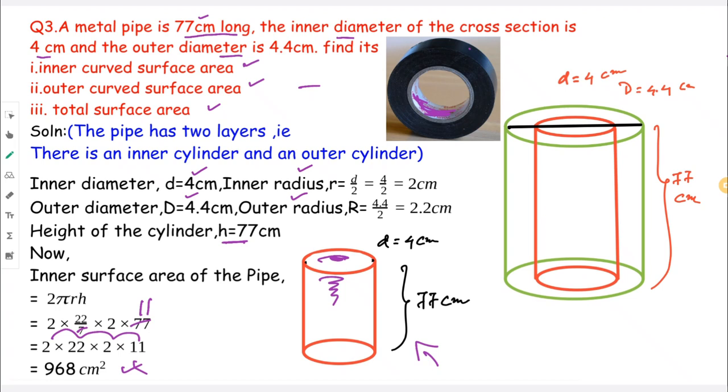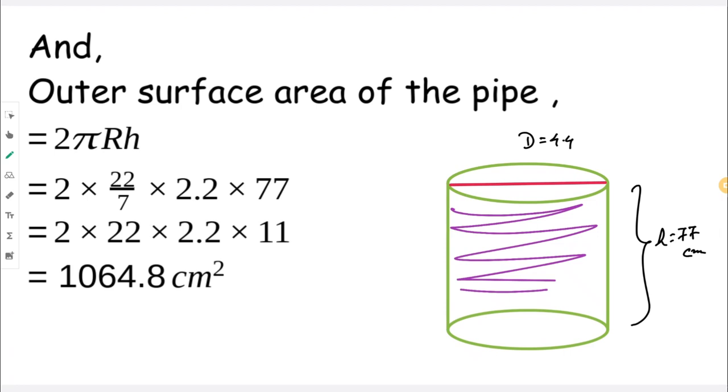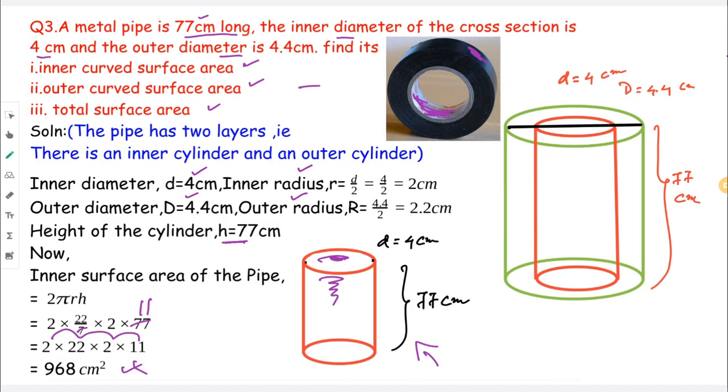Alright, now the outer will be this, where we'll be using the bigger, right? So now this is the curved surface, and we also find this region here, and of course behind, the part where we cannot see, right? So the only difference is now it will be capital R. So I put the value, pi is 22 by 7, capital R radius is 2.2, and then height is again 77, right? 7 on 7, 7 11s, then 2 into 2 into 2.2 into 11, how much are we getting? 1064.8 centimeter square.